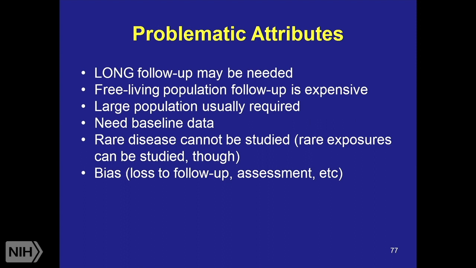The problematic attributes: you may need really, really long follow-up. It might take 50 years for dementia to show up. In a free-living population, follow-up is expensive. It is hard to track down these people and to keep tracking them down every time you want to measure them. A large population is usually required in order to do these analyses, have reasonable power, and have reasonable belief that you have generalizable results. You need baseline data. If you don't get information about people close to their exposure time, you can run into a lot of problems.